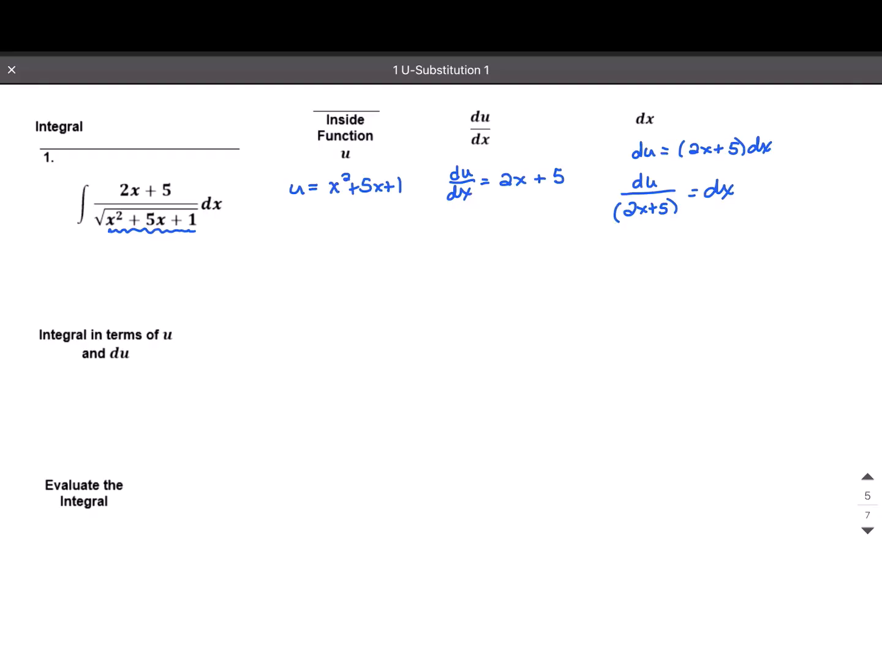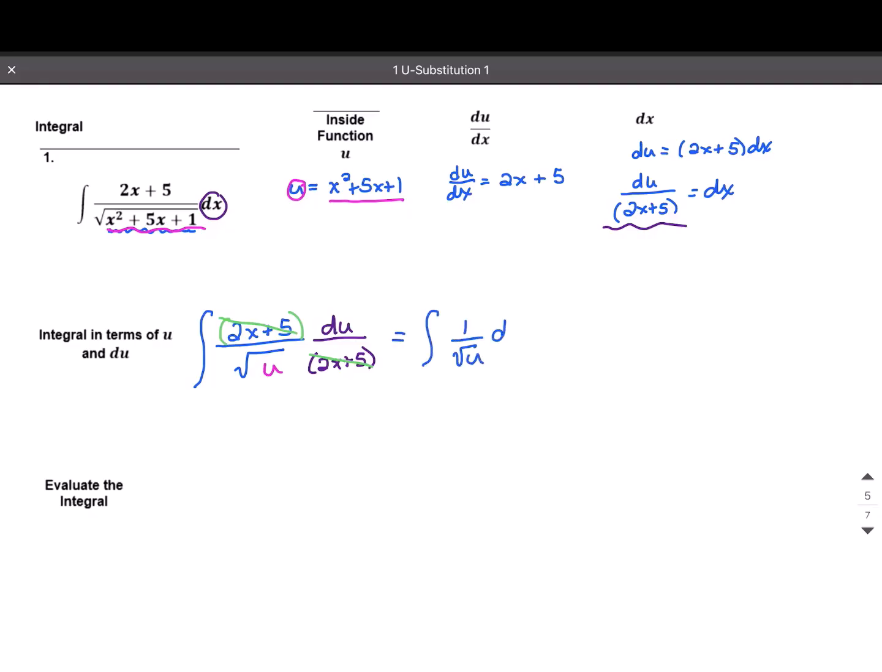Now I'm ready to make the substitutions. So we have the integral of (2x + 5) over the square root of x squared plus 5x plus 1, that's my u, and this dx, that's my du over 2x + 5. Now when I go to simplify this, my 2x + 5's are going to eliminate each other. And we have the integral of 1 over the square root of u du.